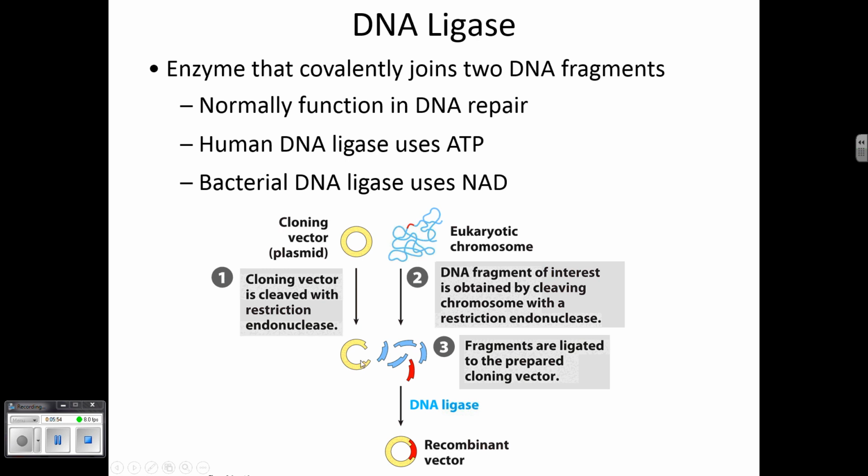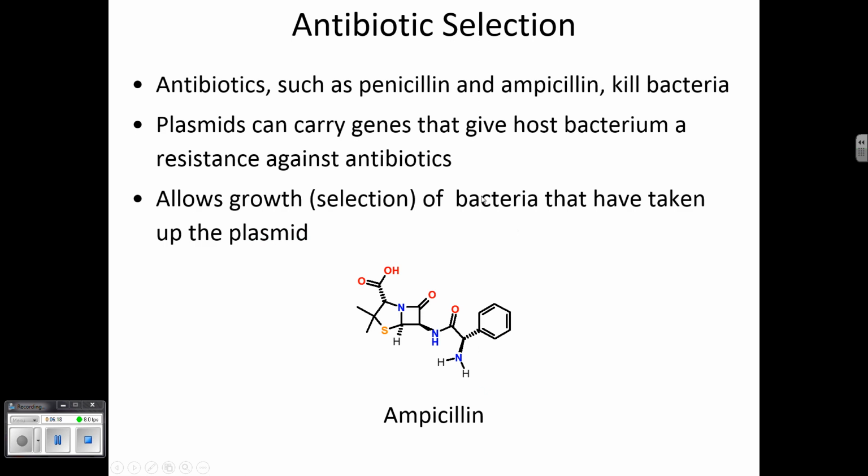So once we allow these small fragments of DNA to be exposed to this DNA vector, then we can add the DNA ligase into the mix to form our recombinant vector. There are multiple types of DNA ligase. One of the most common used in the lab is the bacterial DNA ligase because it only requires NAD for function of the enzyme.